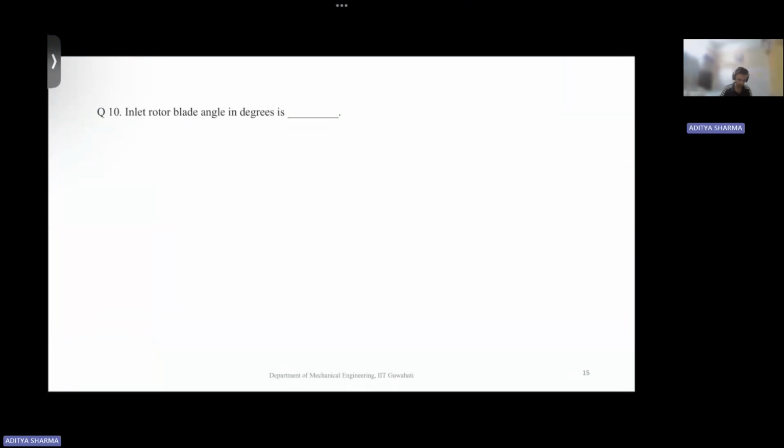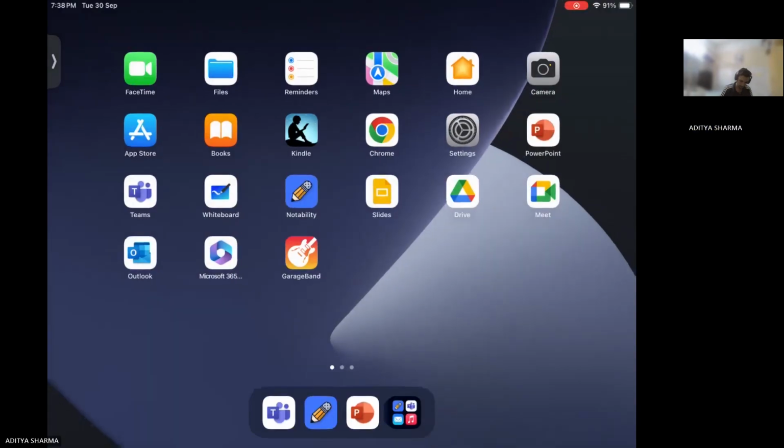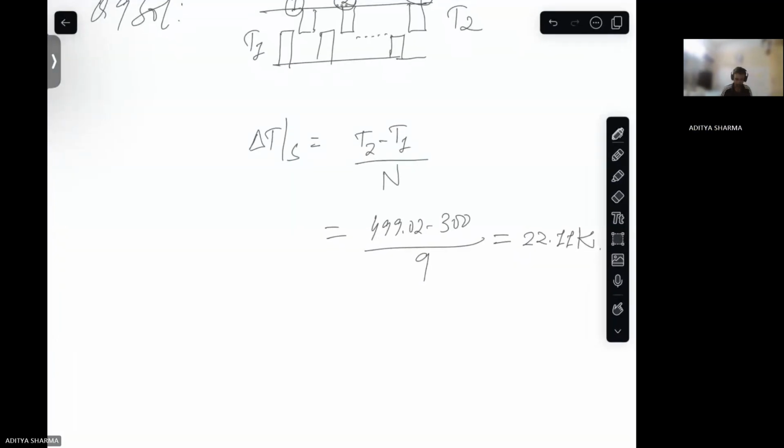Then the next question is the inlet rotor blade angle in degrees, and the question next to it is the outlet rotor blade angle. So we need to calculate first beta 1, then we need to calculate beta 2. So let's solve this. Question number 10 solution.